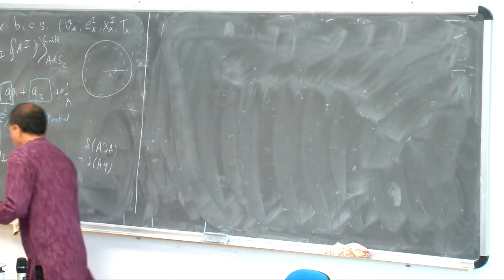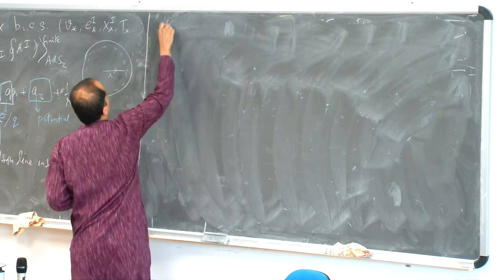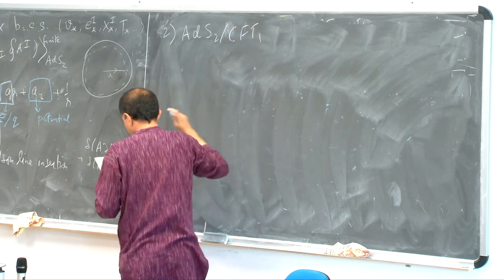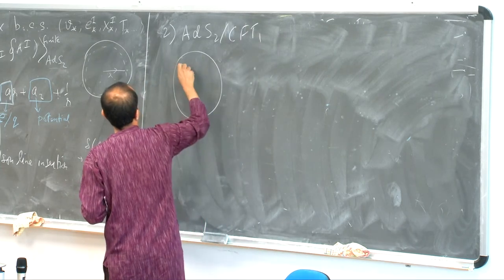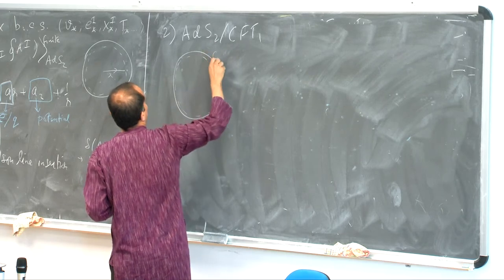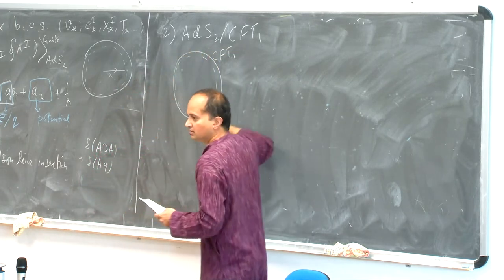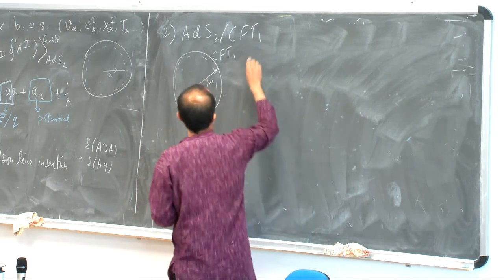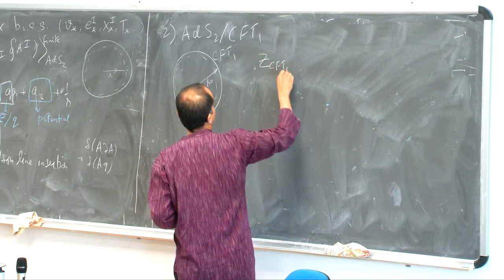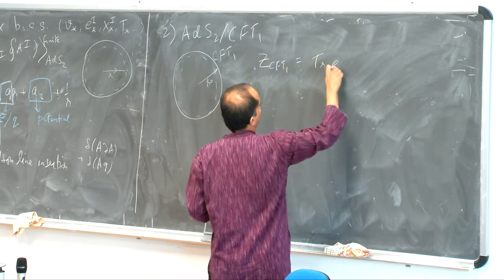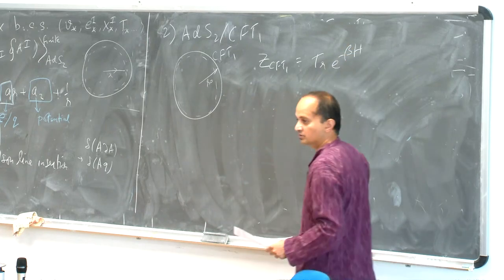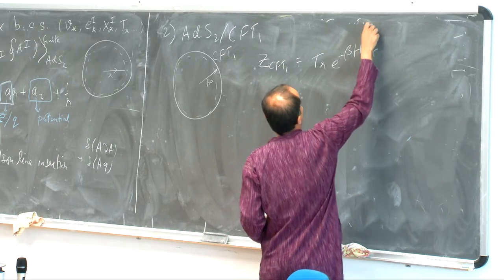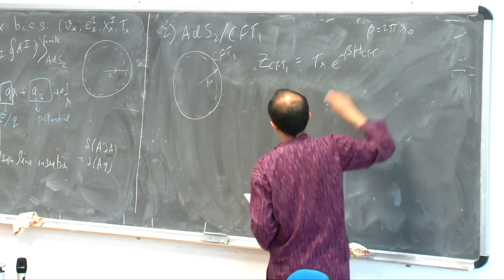OK. Now, the next comment is, you see, you have some functional integral on AdS2. It's natural to think of some CFT living on this boundary, call this R0. And the partition function of this CFT is just the trace of e to the minus beta times the Hamiltonian of the CFT, where beta is just 2 pi R0.